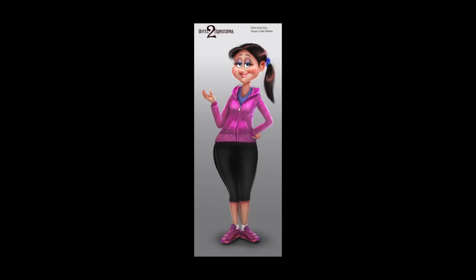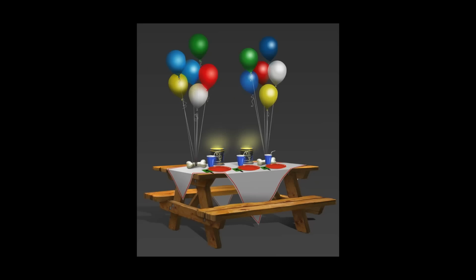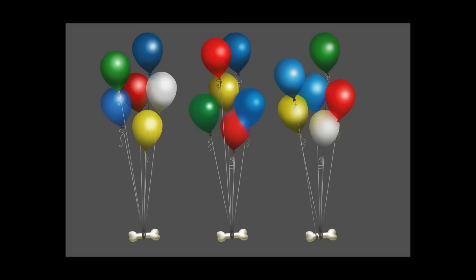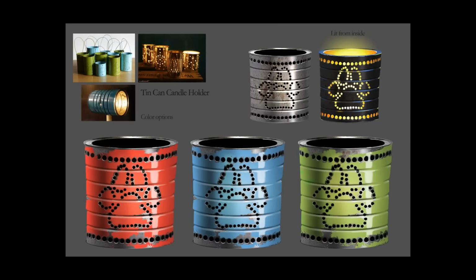Same as before. So these are some of the props from that pup party sequence. Table settings, balloons. These were the centerpieces. They wanted, if you've ever been to a party and they have these cheesy tin can candle holders, where you put a candle inside and it flickers. So that's what those were.